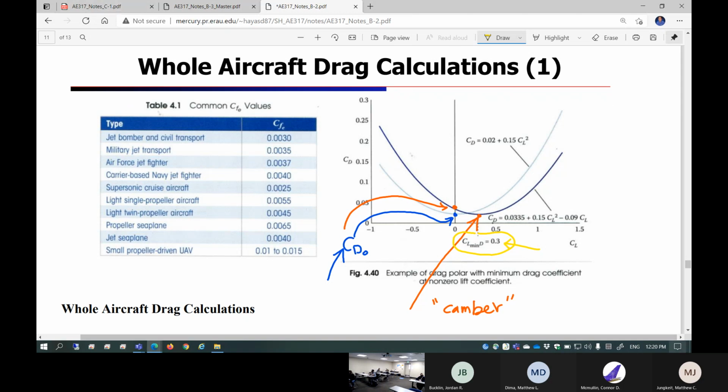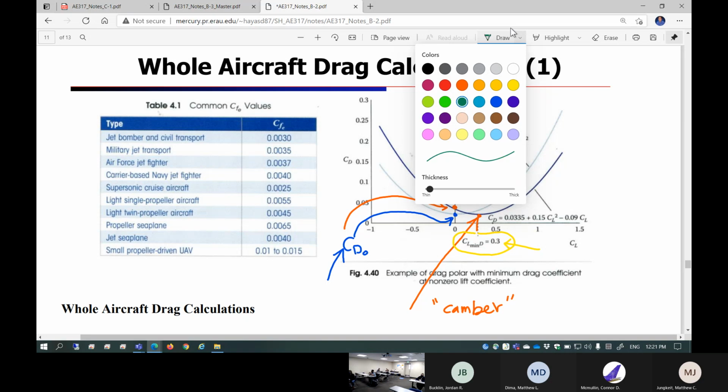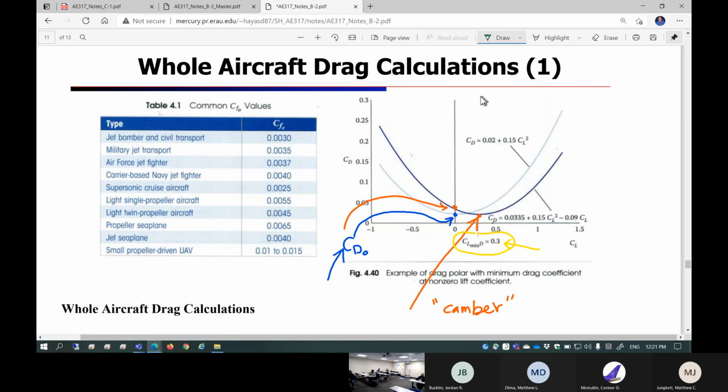This is the starting point. Whole airplane drag polar. Do you know the name of this? This is the starting point. This is called TR. What's that? That's thrust required. Okay? This is the starting point.